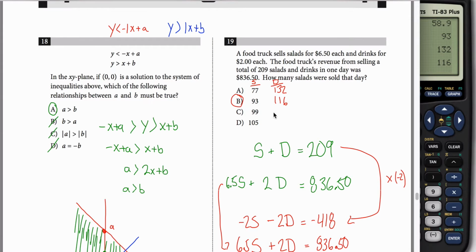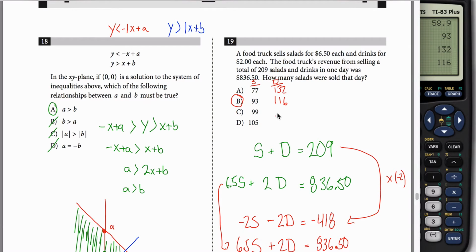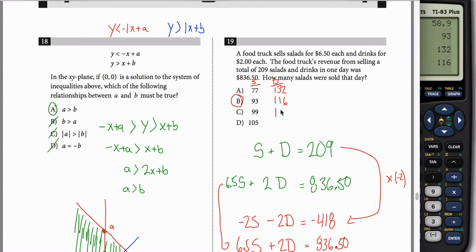And if you sold 99, you'd get 122 here. And if you sold 105, man, I can't do simple arithmetic. Good thing I got a calculator here. I'd get 110. Yeah, jeez. I would have sold 110 drinks. And if I got 105, I would have sold 104 drinks.